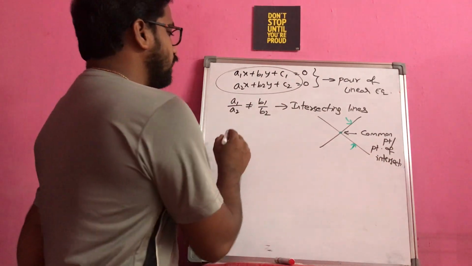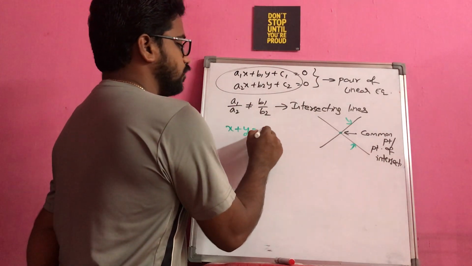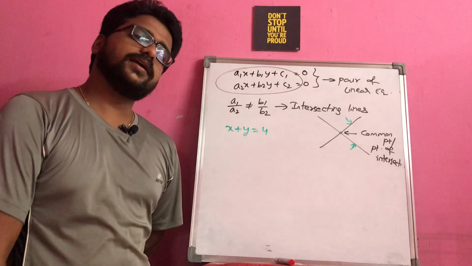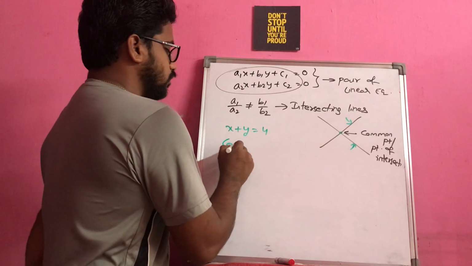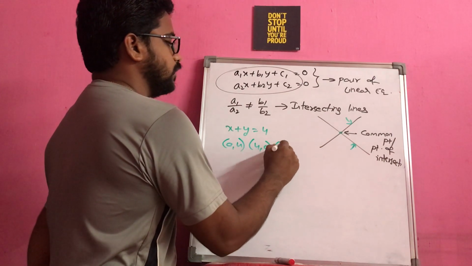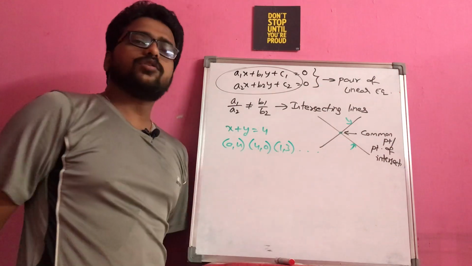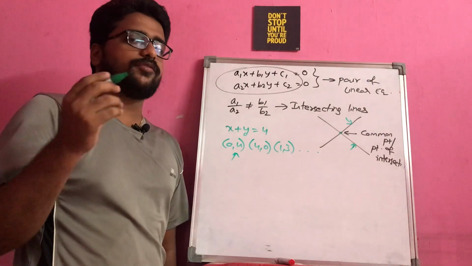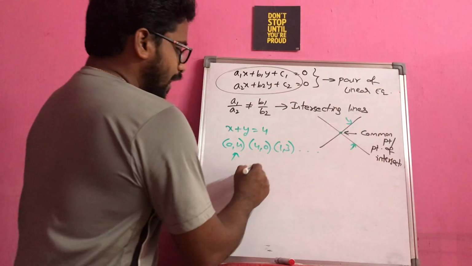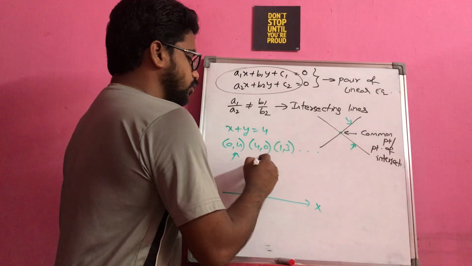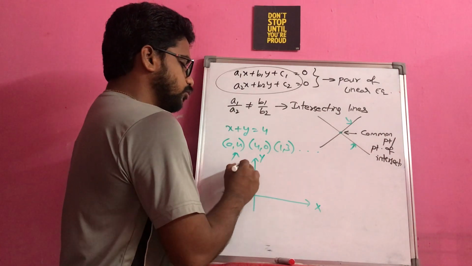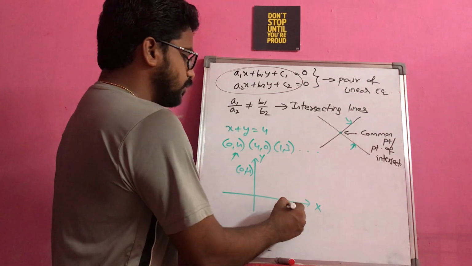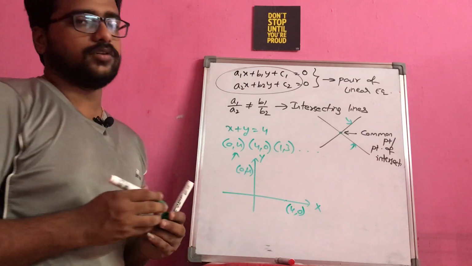So for example, if I give you a line x plus y is equal to 4, I can write multiple solutions for this particular equation. I can say (0, 4), (4, 0), (1, 3), like that I can write multiple solutions. So (0, 4) is representing a point. If you think from coordinate geometry, along the x-axis you move 0 units, along the y-axis you move 4 units. So (0, 4) is somewhere here, and (4, 0) will be somewhere here on the x-axis. So this is (4, 0).